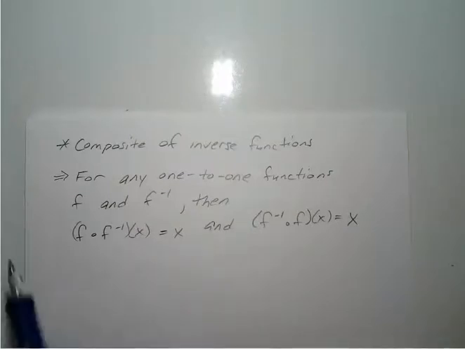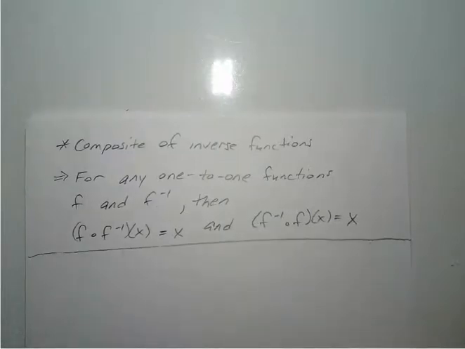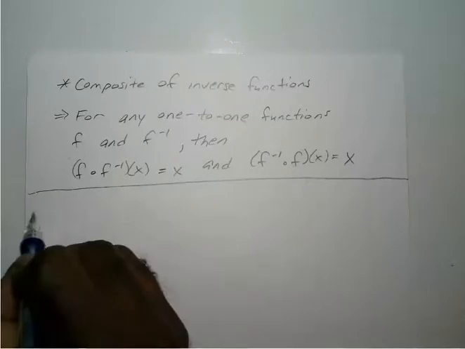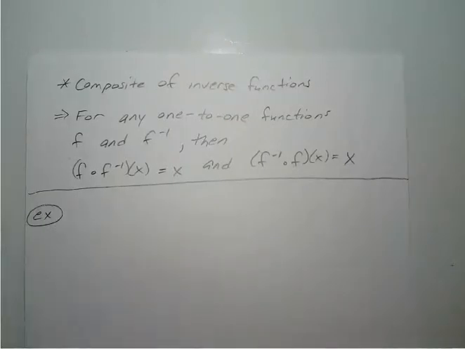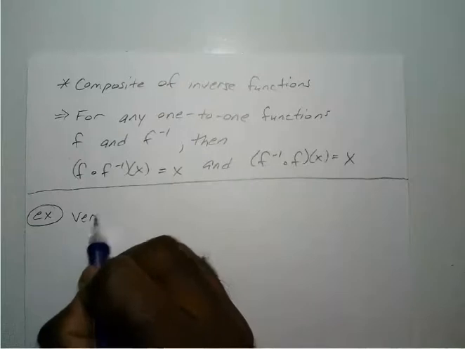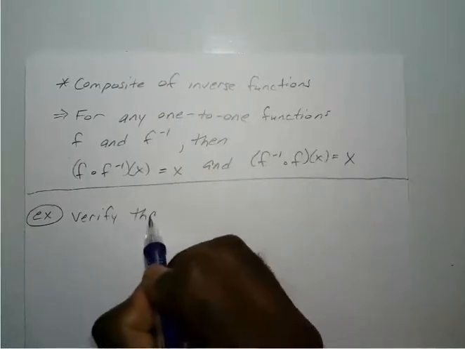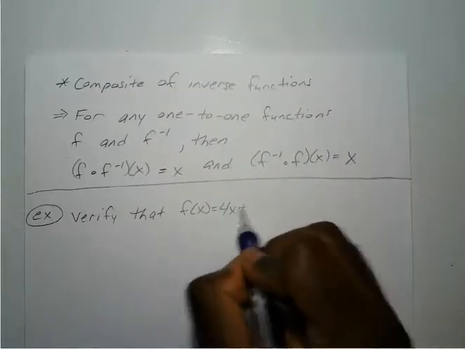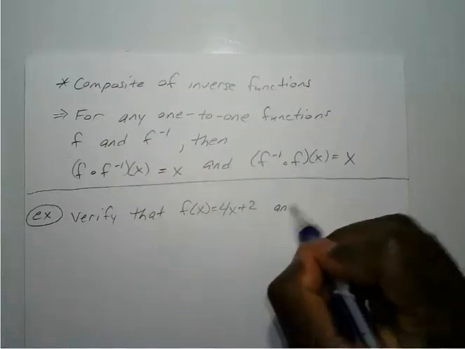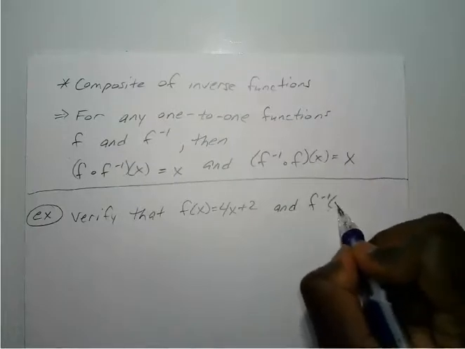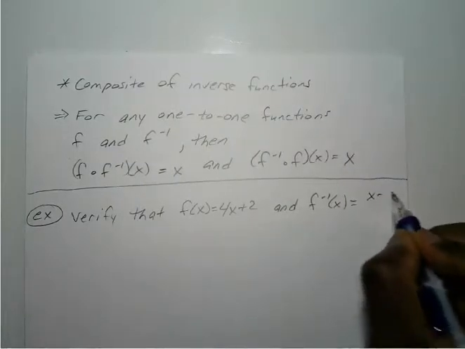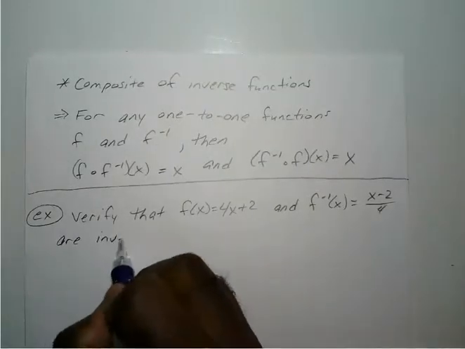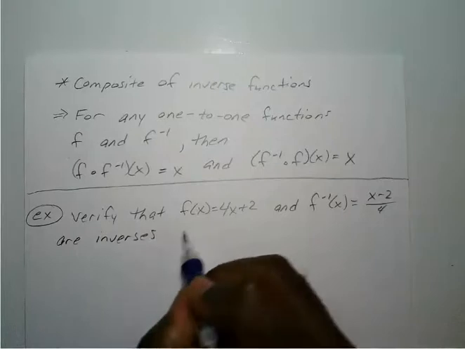All right, so we're going to use the example we had previously to show that this is true, or as an example that this is true. Okay, so what if we wanted to verify that f of x equals 4x plus 2 and f inverse of x equals x minus 2 over 4 are inverses of each other.